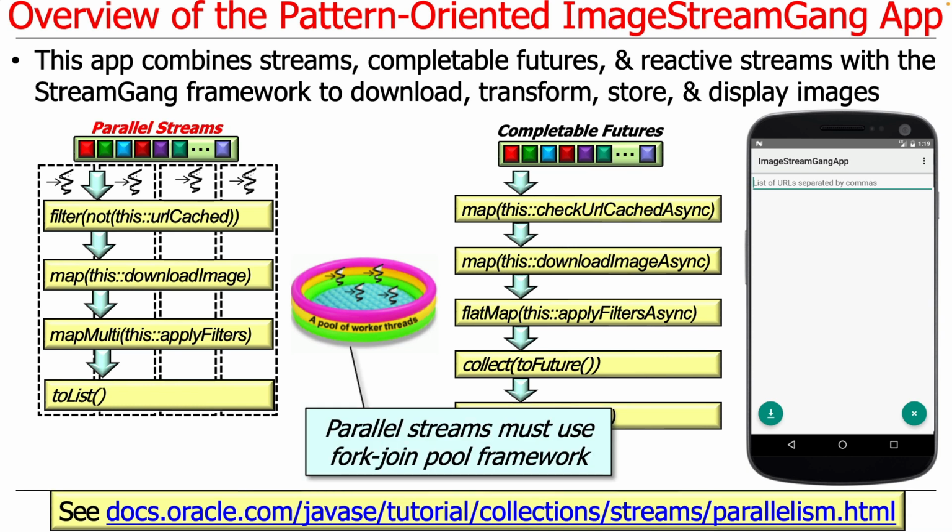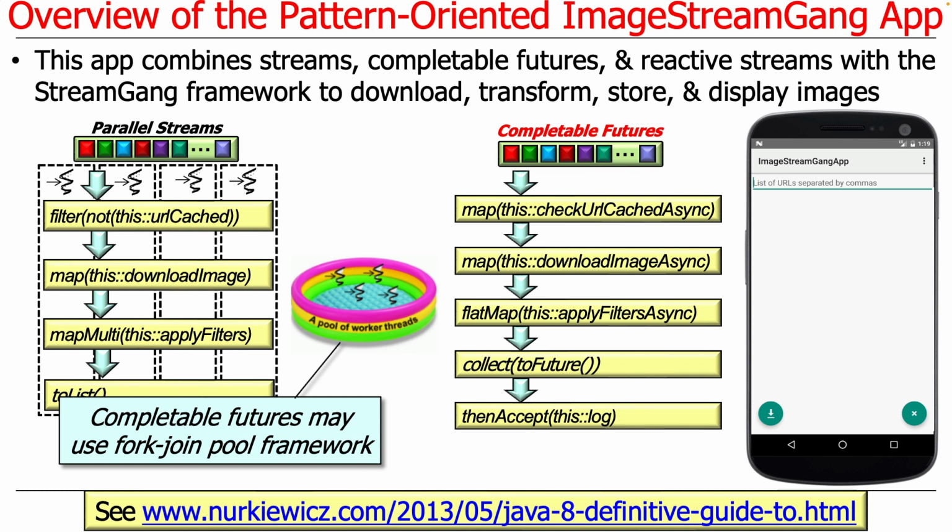And we'll see how parallel streams must use the fork join framework. Completable futures can optionally use the fork join framework. In fact, we'll show two different implementations, one of which uses completable futures with the fork join framework, and one of which uses some other thread pool instead of the common fork join framework.